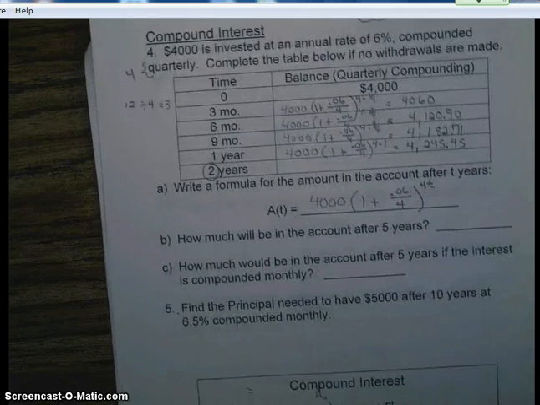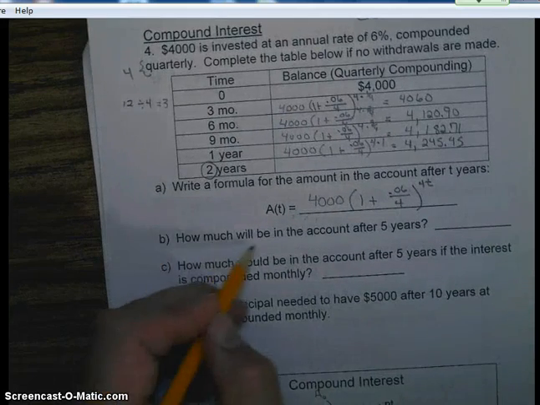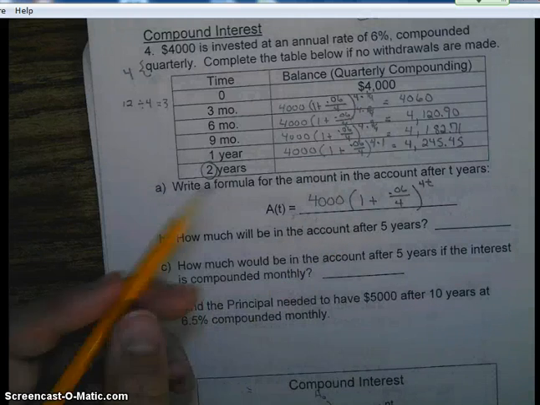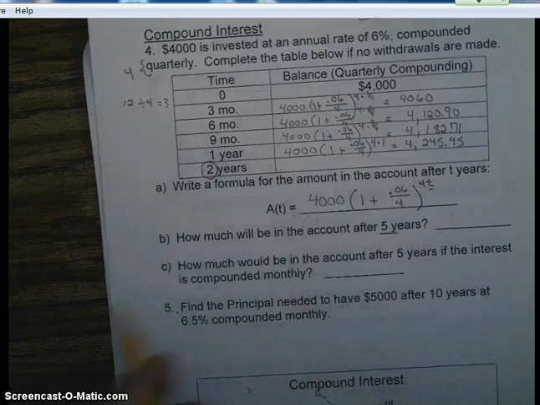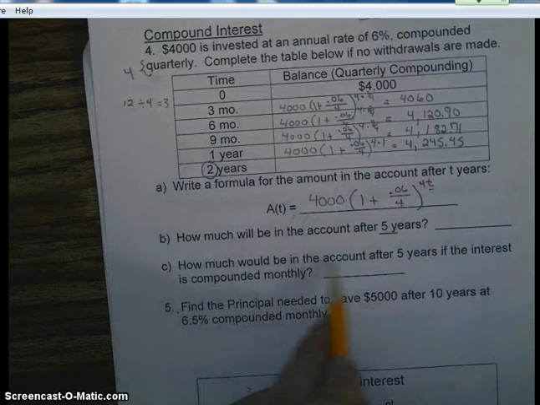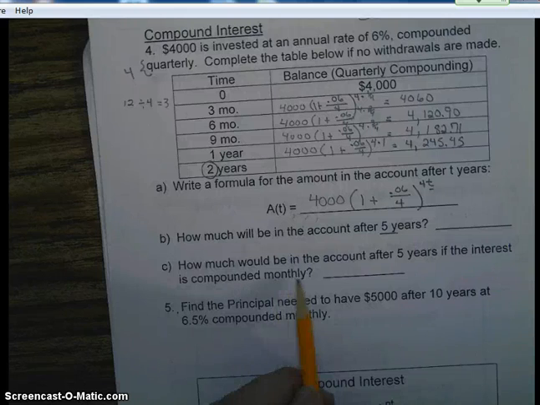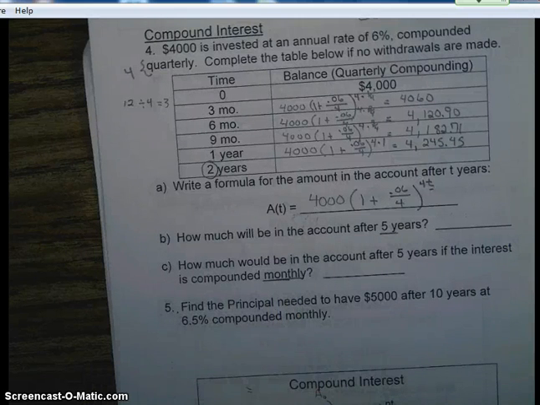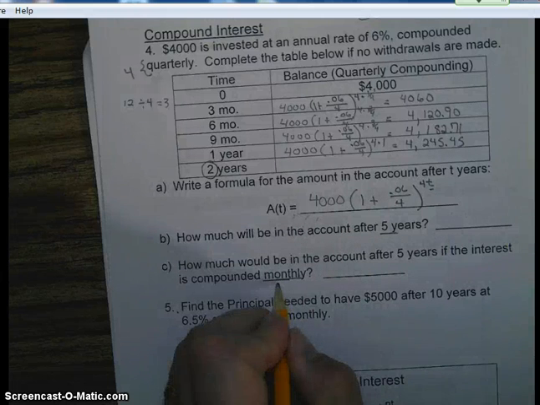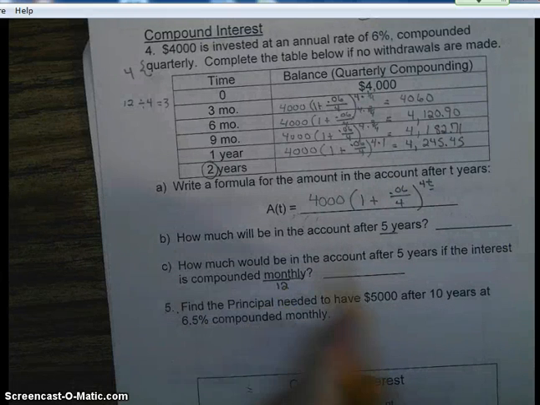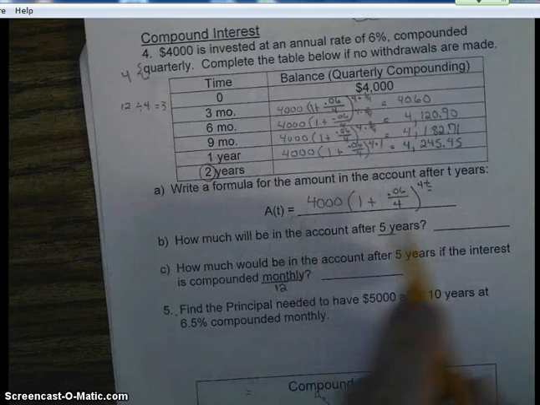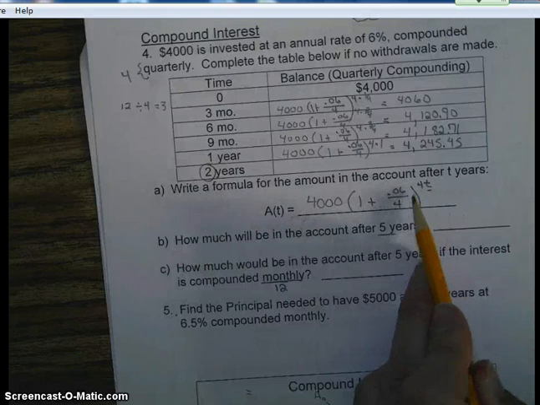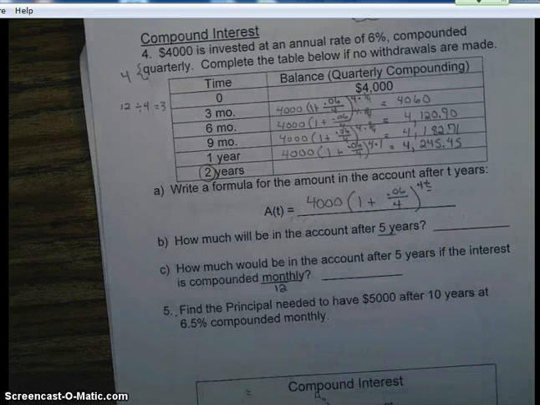Okay, so how much will be in the account after 5 years? So 5 goes in for t. How much would be in the account after 5 years if the interest is compounded monthly? Monthly, so how many times is it compounded in a year? So 12. So we're going to need to change this formula. What number is going to change for C? That's right, the 4's will change to 12's.